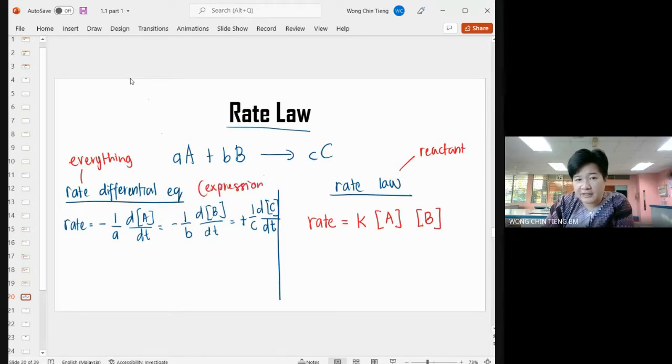Alright? Yang ni akan jadi rate equation. Dia memang formula. Dia memang satu formula. Dia memang satu equation. Okay? And that is the first difference. Second difference, apa lagi?